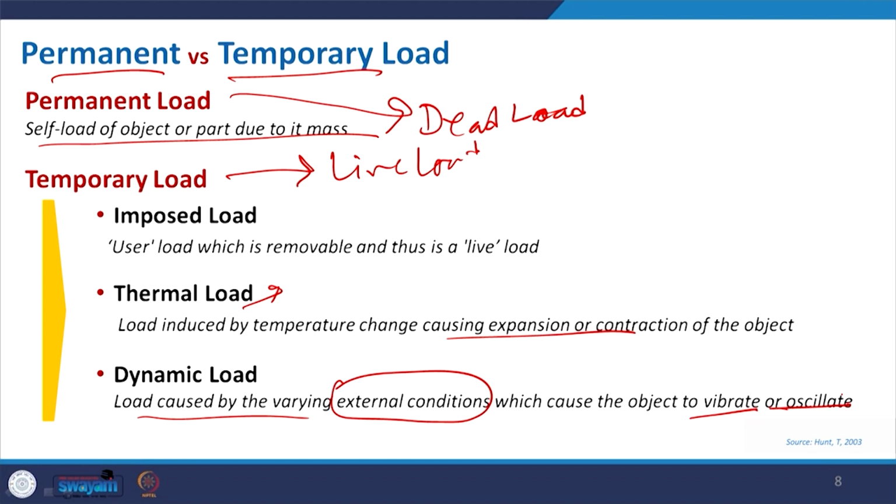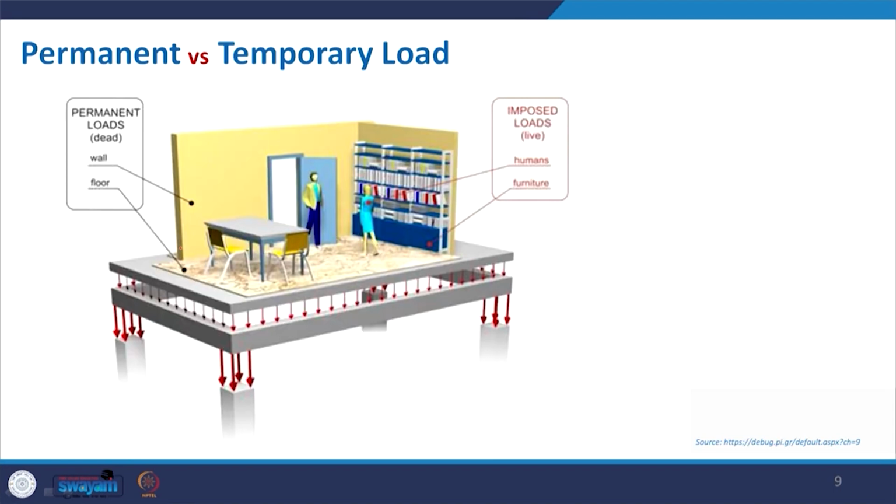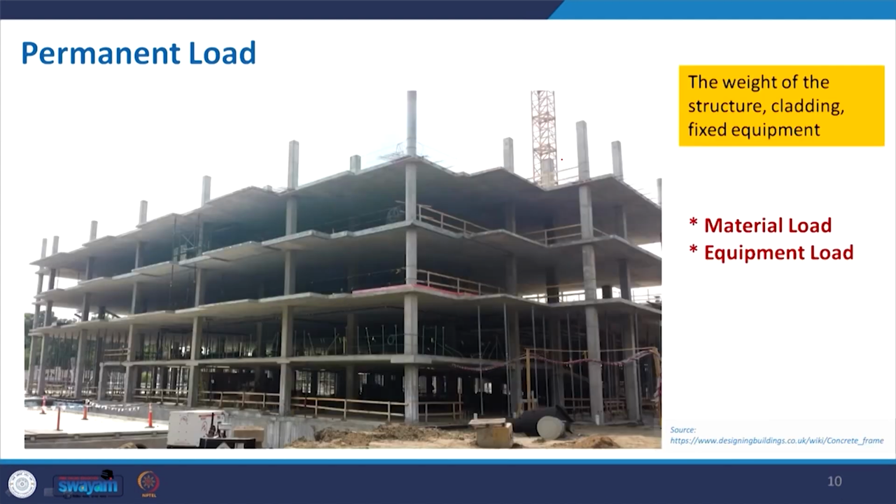So, let us understand this in further detail, so that we will have a better idea about it. This is another schematic image, where you can see the wall, then the floor, then the floor is transferring load to the beam, the beam is transferring to the column, and finally it will transfer to the foundation, and the foundation will transfer load to the soil it is anchored with. So, these are permanent load or dead load. Now, what is imposed load? The human beings and the furniture. Already I mentioned it. This is also helpful to clear it in a better way. Now, this is an example of permanent load. This is a building, an under construction building.